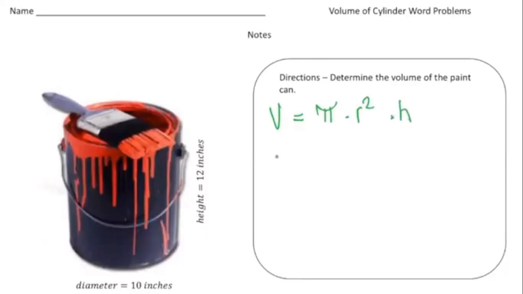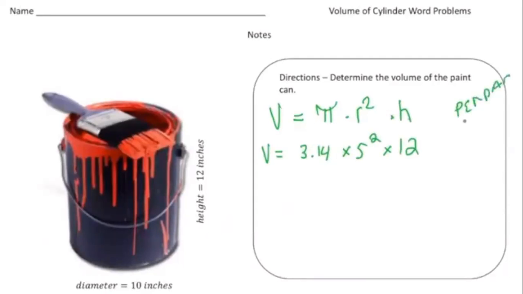So now it's just a matter of carefully plugging in what we know. Okay, so we know the number pi is 3.14 times. Now the radius, well, we know the diameter is 10. So that means the radius is half that. So it's going to be times 5 squared. And then times the height, which is 12. Now it's just a matter of carefully following the order of operations. So let's write PEMDAS over here as a reminder.